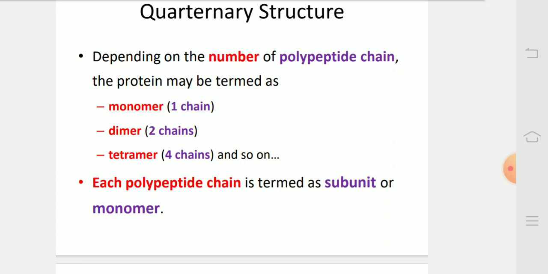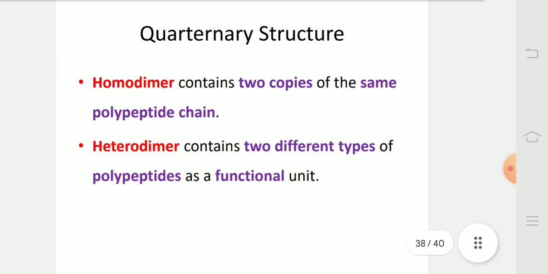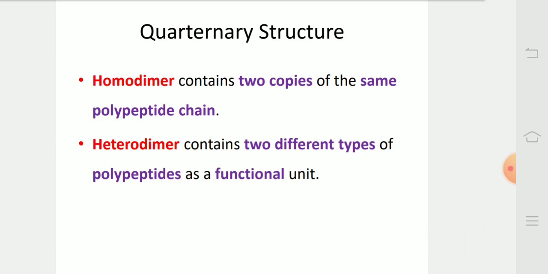Depending on the number of polypeptide chains, a protein may be termed as monomer that has one chain, dimer that has two chains, tetramer that has four chains, and so on. Each polypeptide chain is termed as a subunit or monomer. Homodimer contains two copies of the same polypeptide chain, whereas heterodimer contains two different types of polypeptides as functional units.